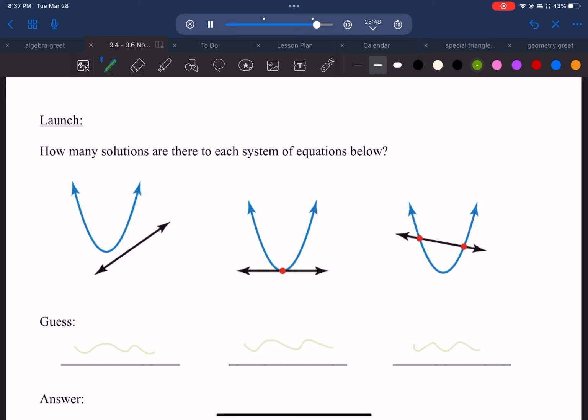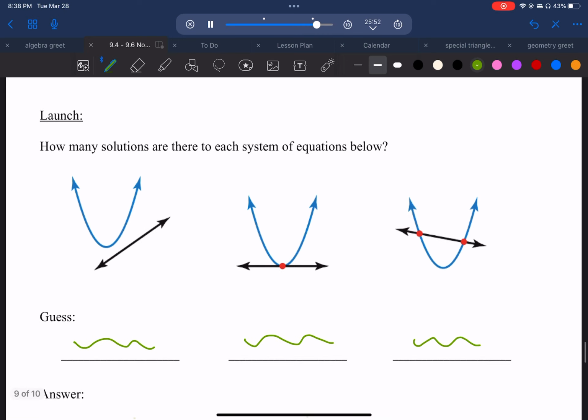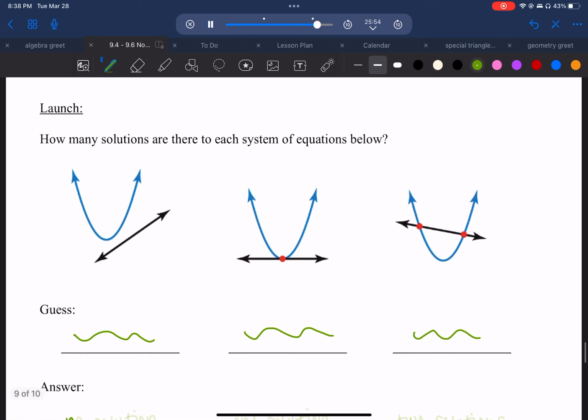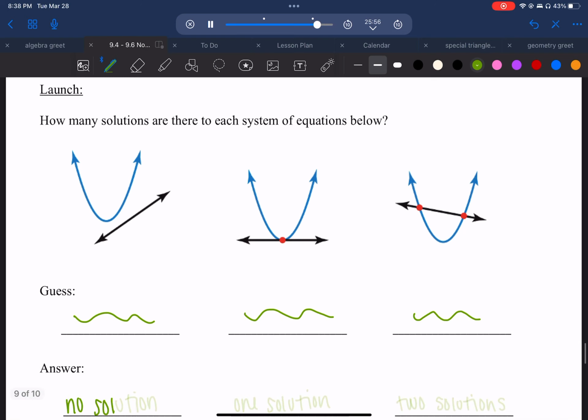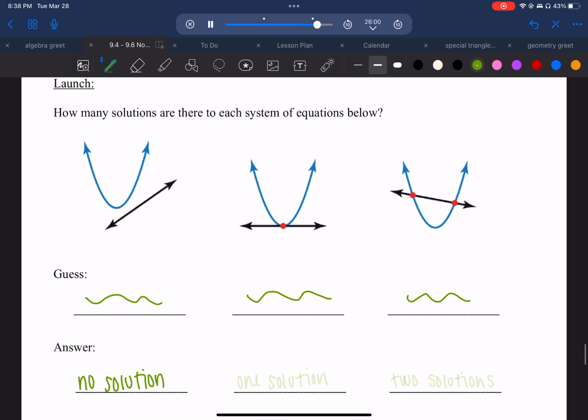So I hope you guys made your guess. And so on the first one, it is no solution, because the lines never touch. On the second one, it is one solution, because they touch once. And on the third one, it is two solutions, because the lines intersect twice.